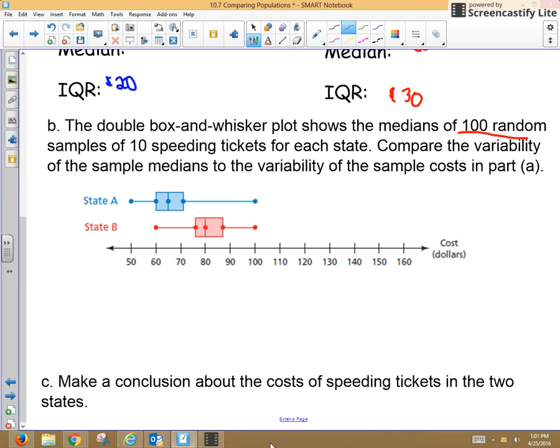Now to make a conclusion, the sample of the medians shows less variability. So most of the sample medians for state B are greater than the sample for state A. And you can see the higher price here for the 2 costs.